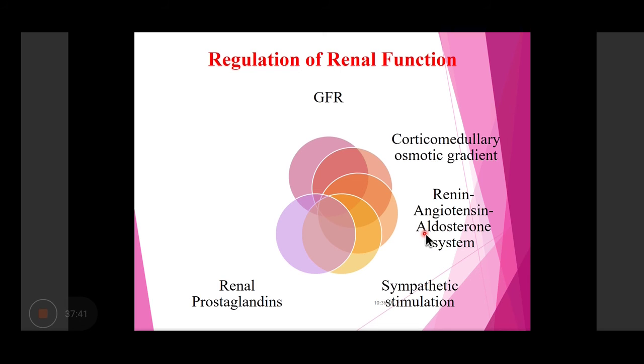Then renal prostaglandins. Prostaglandins, we know that they have a local action. So renal autoregulation occurs at a local level by the effect of these prostaglandins. And in fact, there is prostaglandin E2, PGE2, it inhibits the action of anti-diuretic hormone, ADH. PGE2 inhibits the action of ADH.